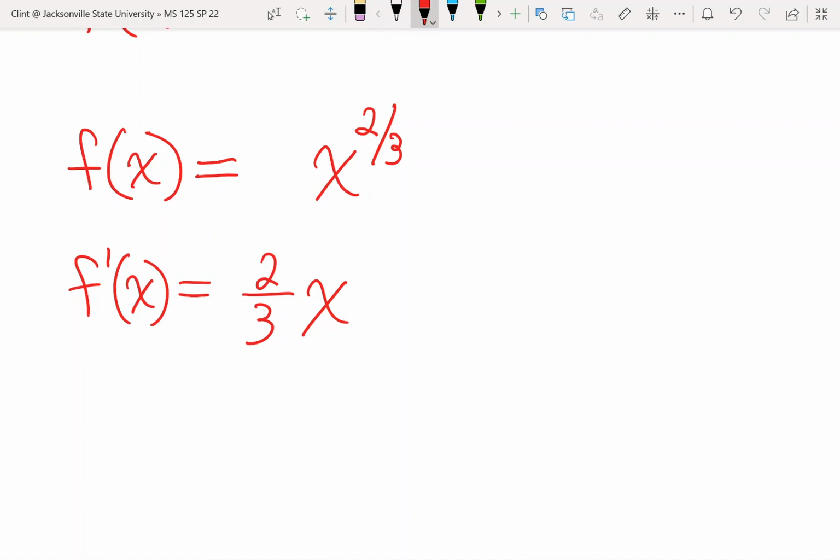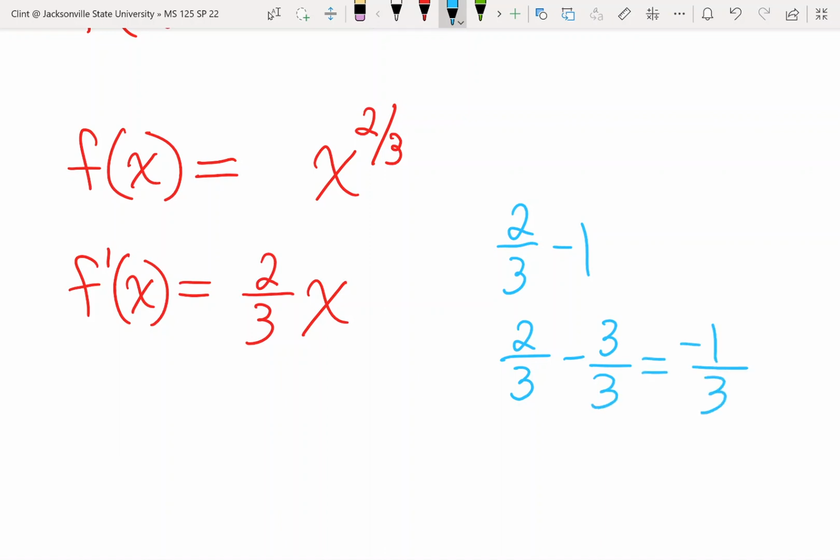And then, how do we get our new exponent? We subtract 1. Okay. So we've got to get a common denominator, right? So it'd be 2/3 minus 3/3. So we get negative 1/3.